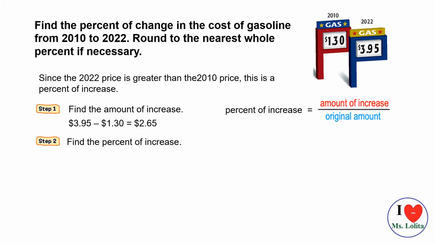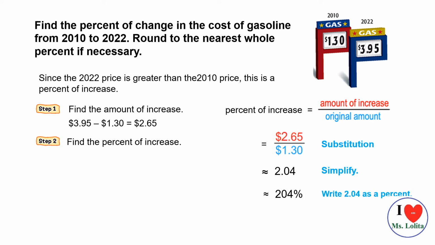Next, we are going to find the percent of increase. We're going to use the equation: percent of increase is equal to the amount of increase all over the original amount. We're just going to use substitution. We substitute the amount of increase in the numerator over the original amount in the denominator. Therefore, 2.65 all over 1.30. To simplify by division, it will give you 2.04.